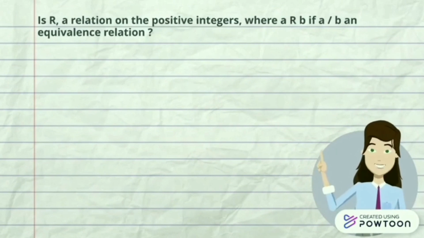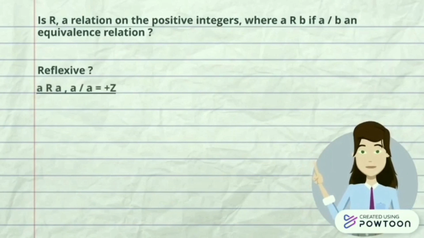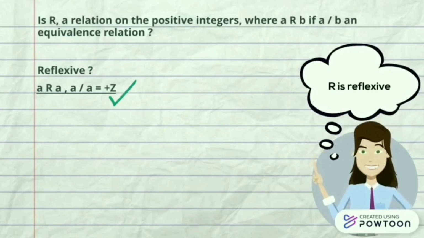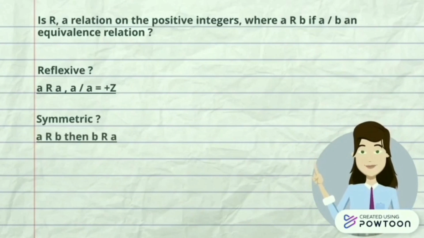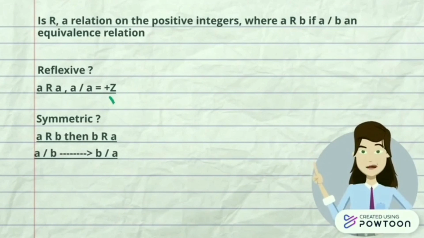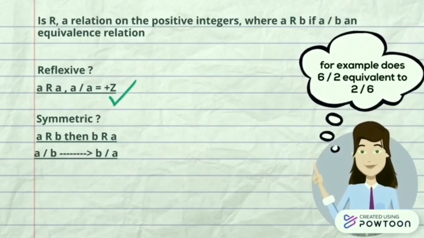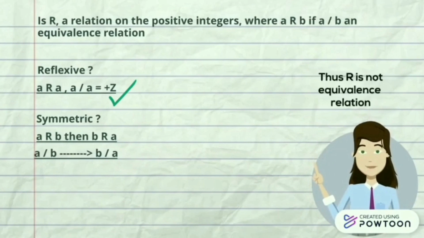Is R a relation on the positive integers where a R b if a over b an equivalence relation? Reflexive. a over a is equal to 1, a positive integer, so R is automatically reflexive. Let's take a look at symmetric. If a R b, then b R a. Thus a over b equals b over a, for example, 6 over 2 is equivalent to 2 over 6. Of course, it is not equivalent. Thus, R is not an equivalence relation.